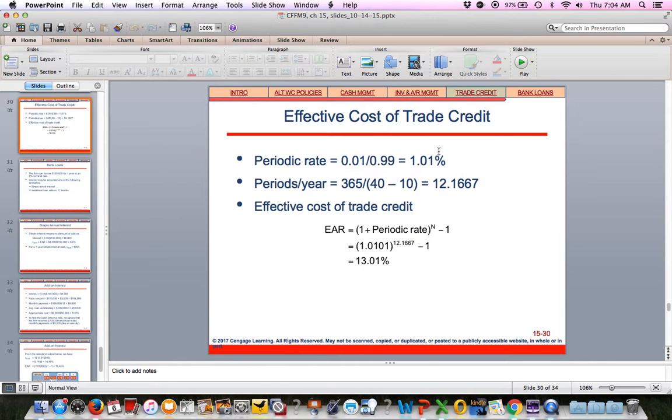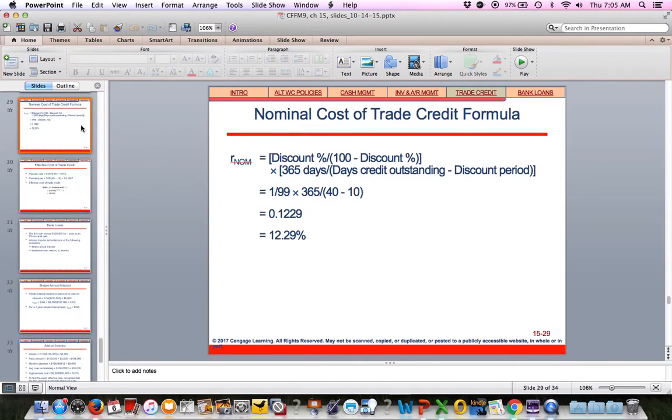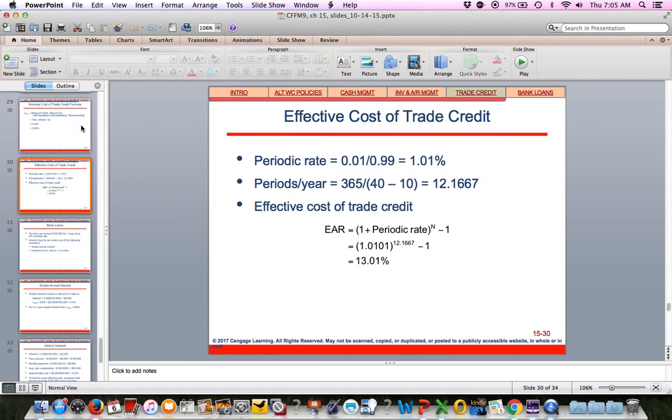The periodic rate then is 0.01 divided by 0.99. We get periods per year. How many of these periods are there in a year? 365 divided by 40 minus 10 is 12. Multiply that all out, and the effective cost of trade credit is 13%. So the effective rate is based on how many compounding periods there are in the year. The nominal is 12.29%, but the effective, which is the real cost, is 13.01%.